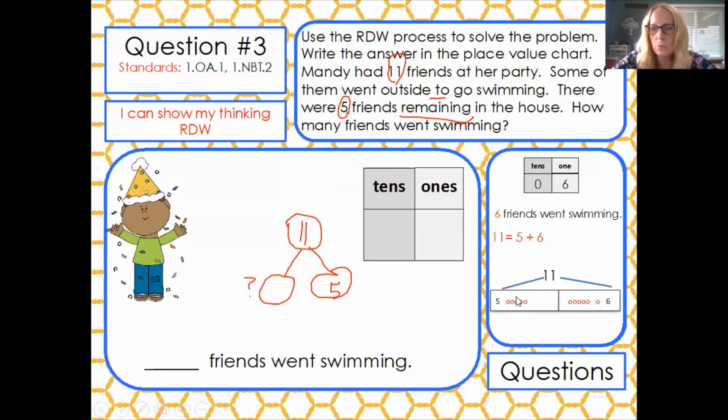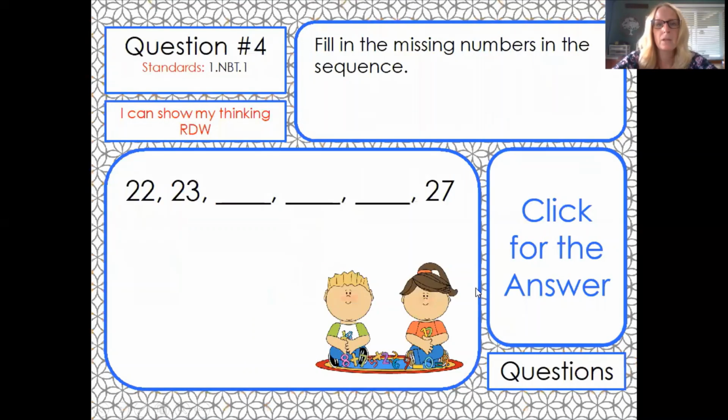So you should have counted 1, 2, 3, 4, 5 and drawn your line down. When you did that, you should have counted that there were 6 more. So 6 was our missing answer. And if you were good about putting labels, you could have said the 5 were remaining, so you could have put remain right here. And then these ones went swimming. So you could have written that. Good job.